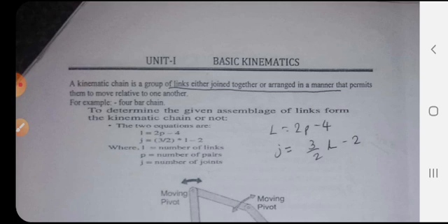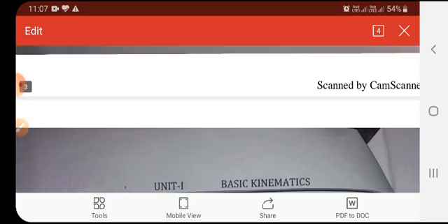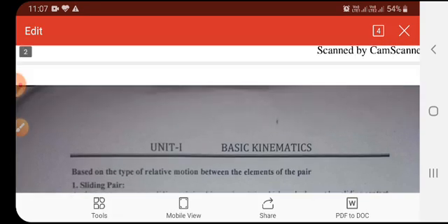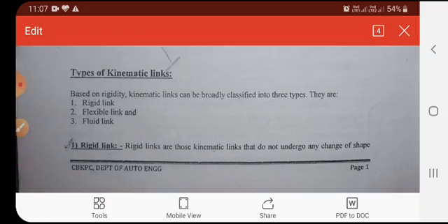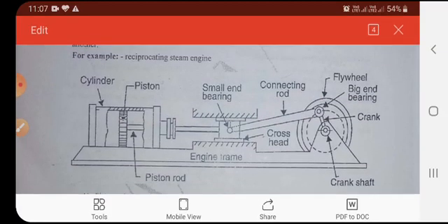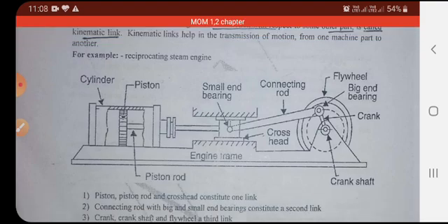In such a case, a higher pair may be taken as equivalent to two lower pairs with additional links or elements. For example, I would like to take the reciprocating steam engine to understand the kinematic chain. Here I am going to show the diagram of the reciprocating steam engine.